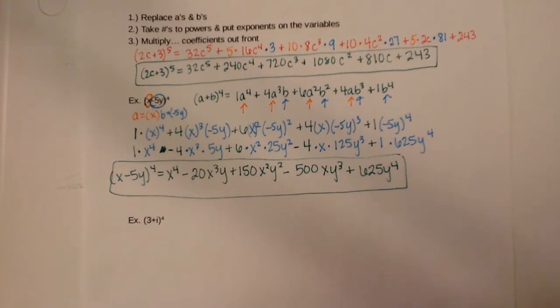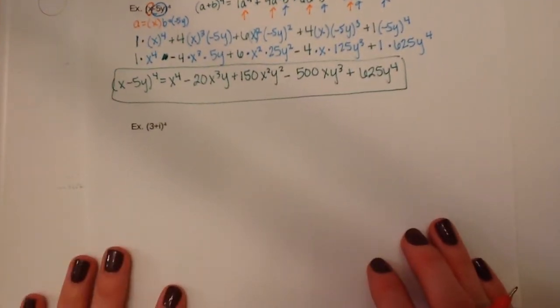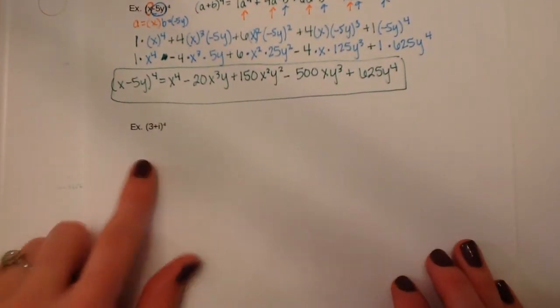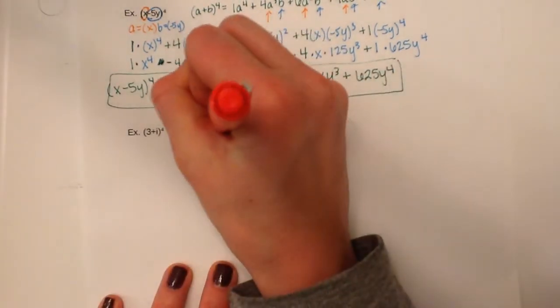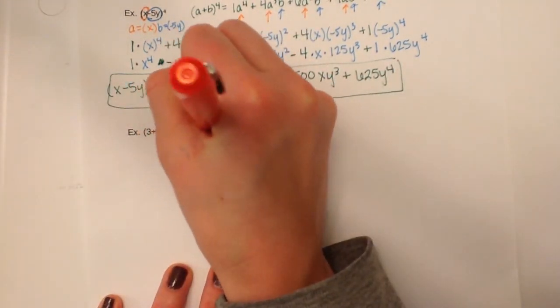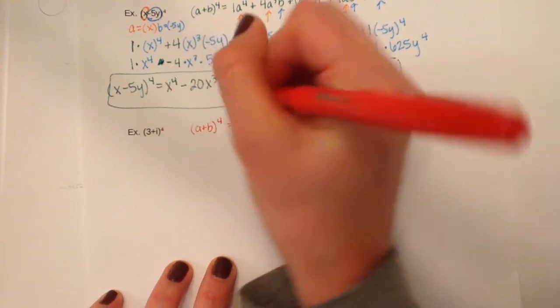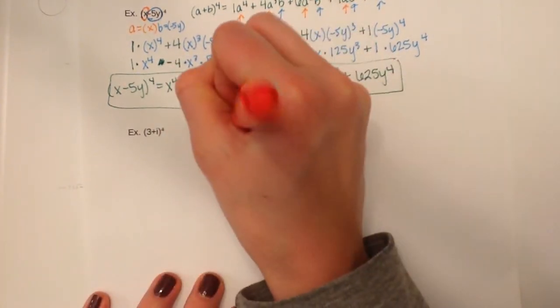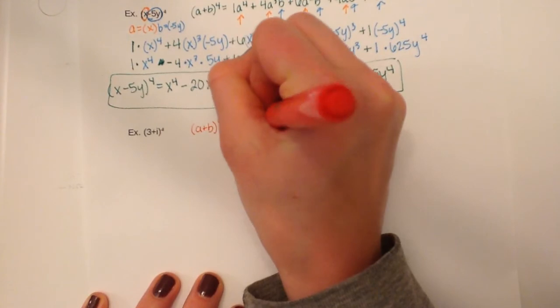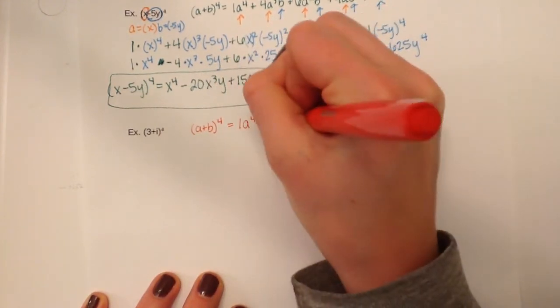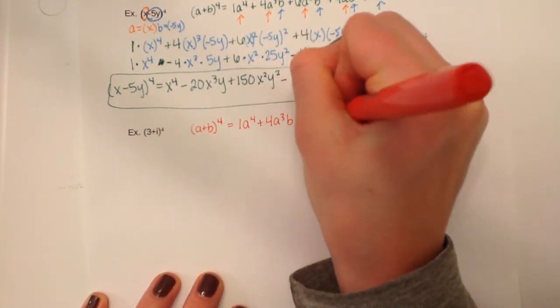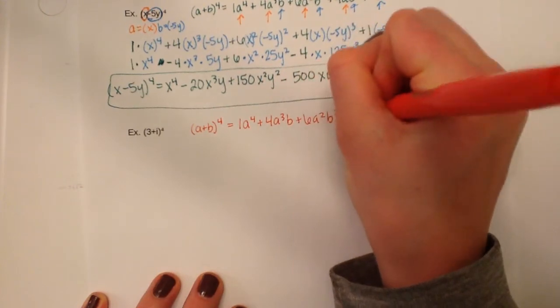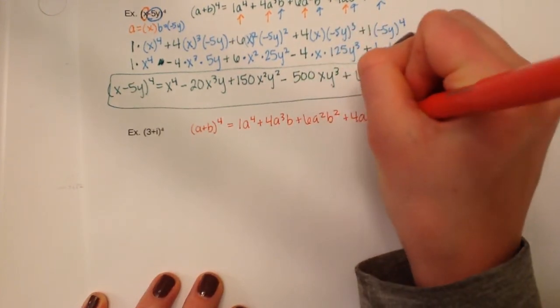Alright, let's do one more. So we have 3 plus i to the 4th. So if we look at a plus b to the 4th, that's the same as the one before. So we have 1a to the 4th plus 4a cubed b plus 6a squared b squared plus 4a b cubed plus 1b to the 4th.